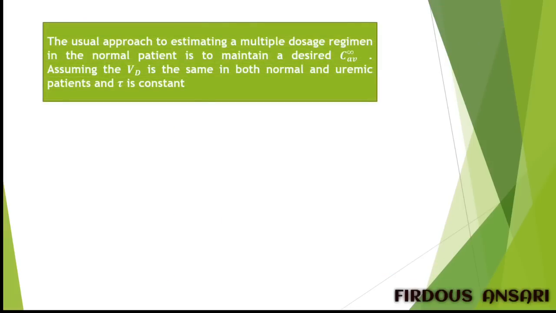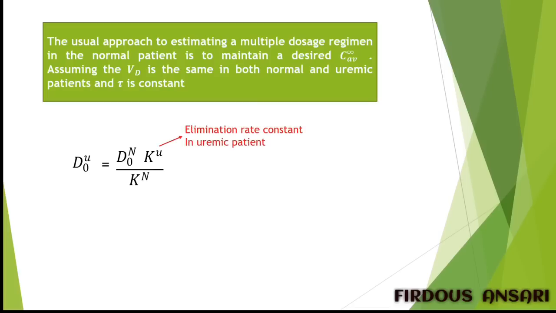The usual approach to estimating a multiple dosage regimen in a normal patient is to maintain a desired average plasma concentration, the same. Next, assuming the volume of distribution is the same in both normal and uremic patients and tau is constant, the dose for a uremic patient is equal to the dose in a normal patient times Ku by Kn. So what is this Ku? This is the elimination rate constant in a uremic patient, and this one is the elimination rate constant in a normal person. Okay, so this is another method by which we can calculate the dose in a uremic patient. Let it be equation number 6.